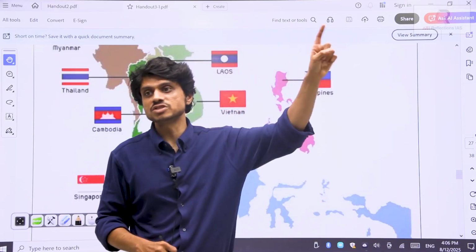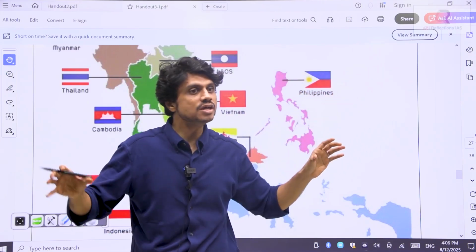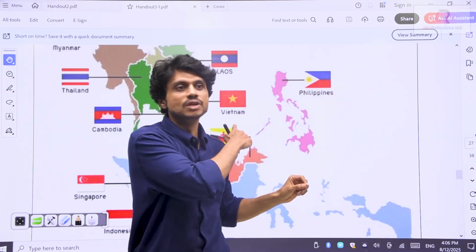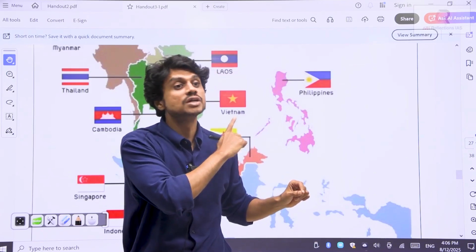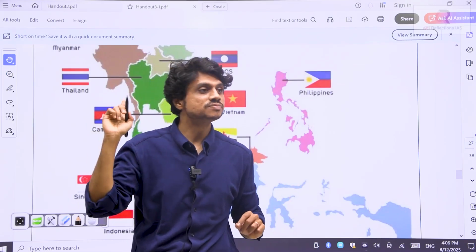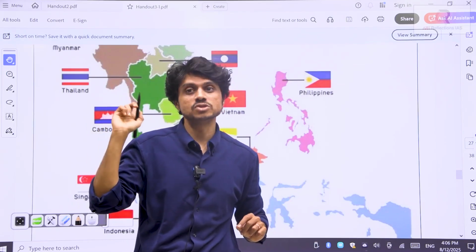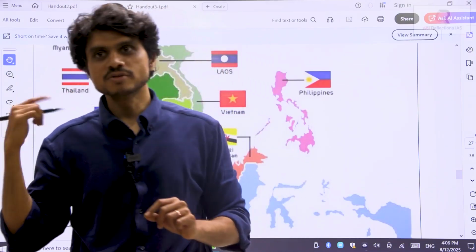We have realized that for security purposes, in order to balance China, we need a relationship with the Philippines. We need good relationships with Brunei. And for trade purposes, we have studied the Kaladan Multimodal Project. Which country? Kaladan Multimodal Project. Which country are we including?